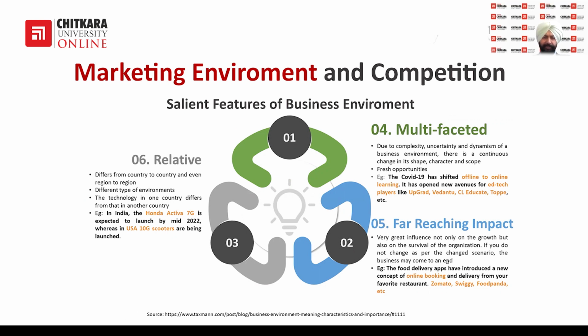If I have to give an example, the Honda Activa 7G is expected to launch by mid 2022, whereas in the US 10G scooters are being launched. So for us, the competition is different. In the US market, the competition is different. The volatility due to the presence of one product is different in India, and volatility due to the presence of some product X is different in Europe. So this relativity also makes a difference when we are talking about market environment and competition.